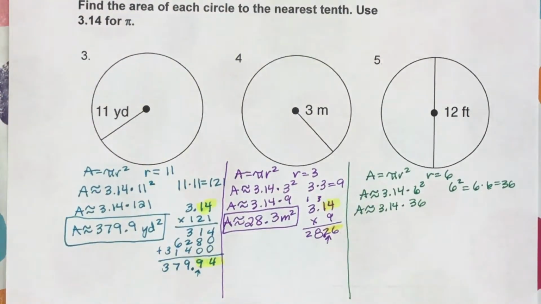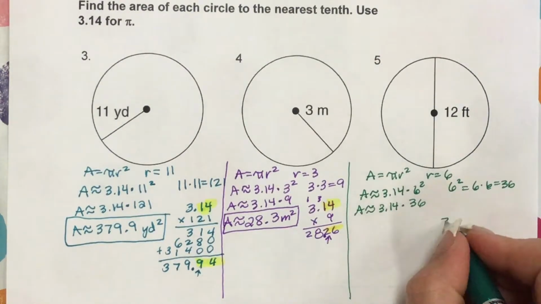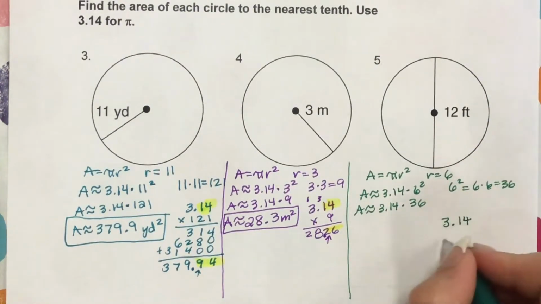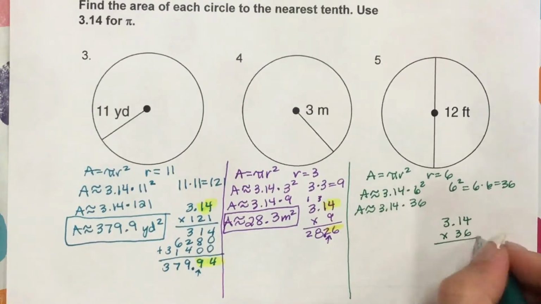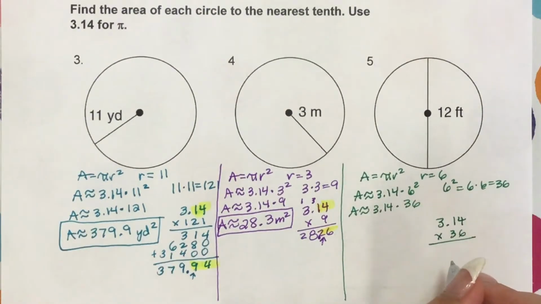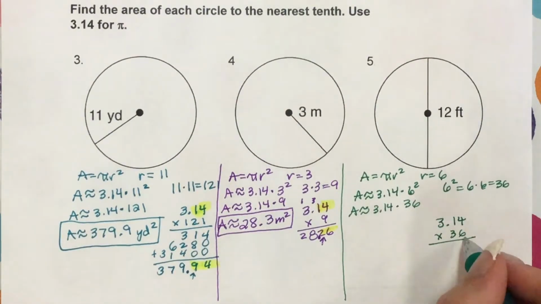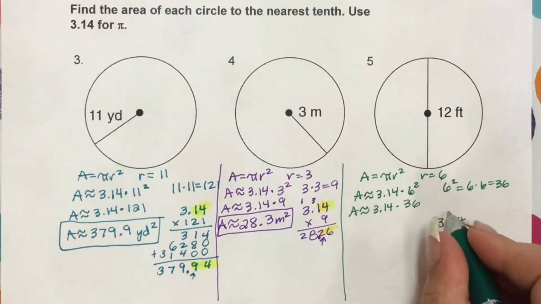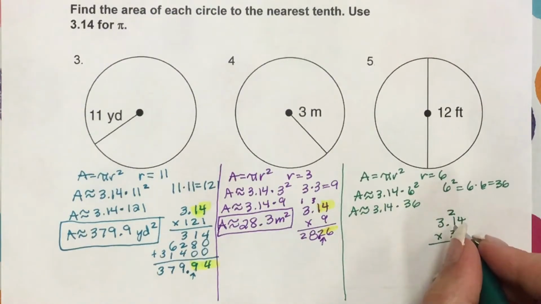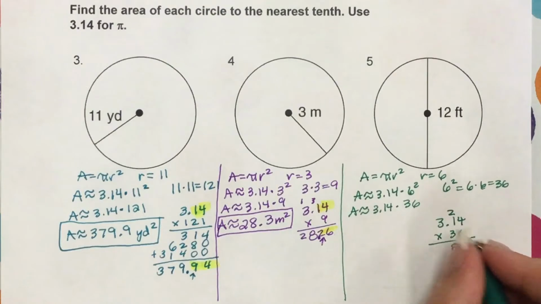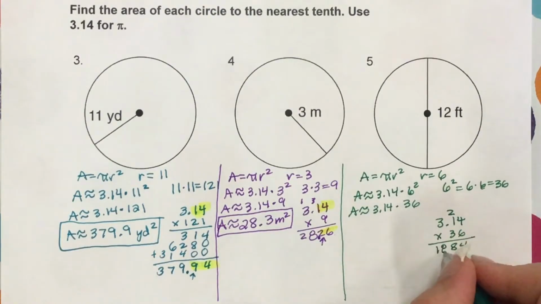Now I just need to go ahead and do that math. I need to do 3.14 times 36. So let's do that off to the side. 3.14 times 36. And what we end up with is 6 times 4 is 24. Write the 4, carry the 2. 6 times 1 is 6, plus 2 is 8. 6 times 3 is 18.